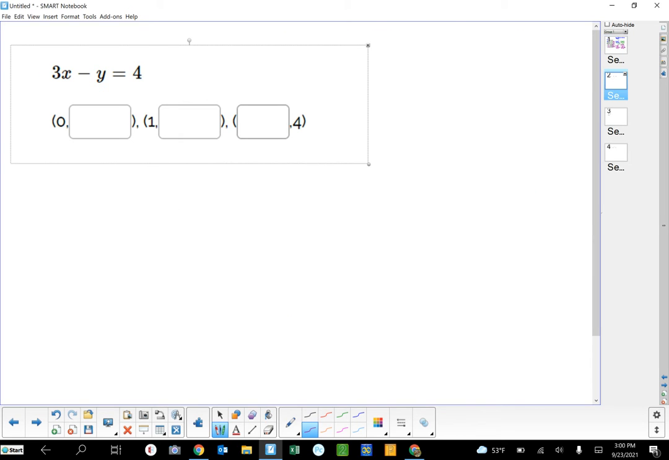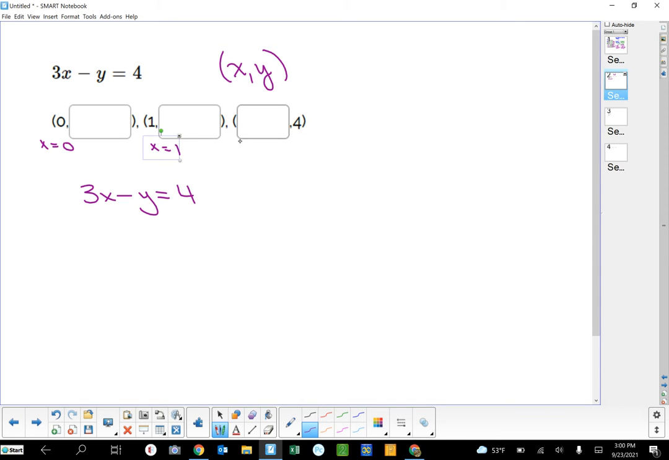Here's another type of question you're going to get. Same basic thing here. We have 3x minus y equals 4. Remember, an ordered pair is x comma y, so here you're being given x equals 0. Here you're being told x is 1. Here you're being told y is 4, and you have to find the other part of the equation. So I'm not going to work through all of those, but you're just going to plug in right here.